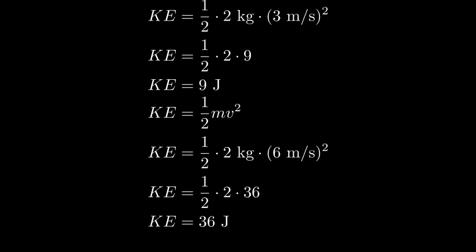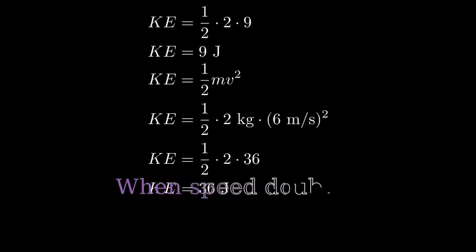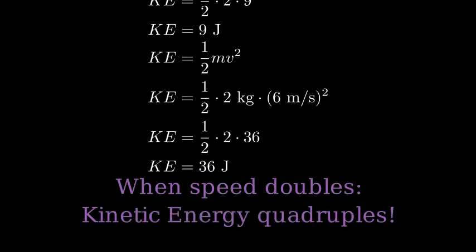If the ball speeds up to 6 meters per second, which is twice as fast, its kinetic energy becomes KE equals 1/2 times 2 kilograms times 6 meters per second squared. KE equals 1/2 times 2 times 36. KE equals 36 joules. Notice that doubling the speed quadrupled the kinetic energy. This is because kinetic energy depends on the square of velocity. If we triple the speed, the energy increases by a factor of 9.